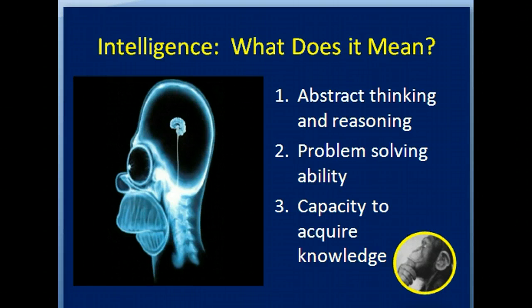What talents and skills do you possess that you feel make you intelligent? Does the word intelligence capture what we as humans can do? In this particular slide, one of the lenses in which we can view intelligence is through abstract thinking and reasoning. We can view it through problem solving. We can also view intelligence through the capacity to acquire knowledge. But there are other ways in which we can view intelligence.